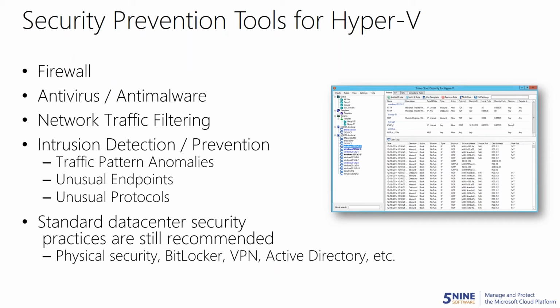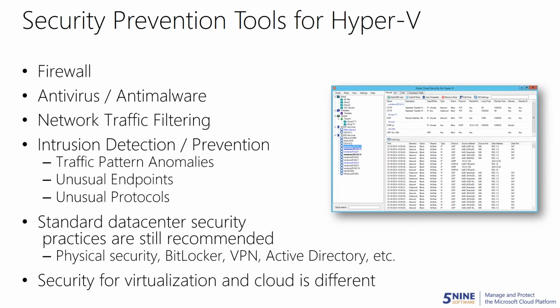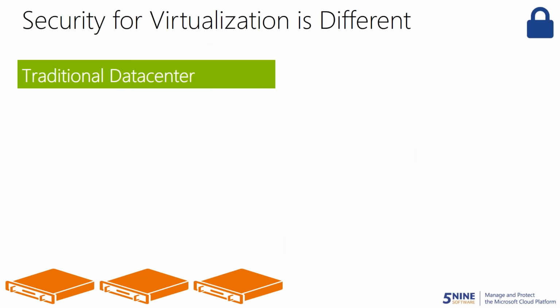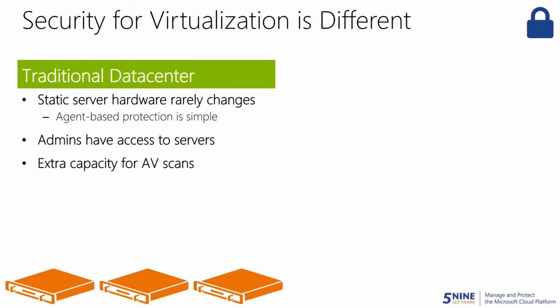Now, of course, what we're going to be covering in this session is only going to be focusing on the best practices for securing your virtualized infrastructure. It's important to keep in mind that traditional security best practices are still needed. You know, traditional security, BitLocker, virtual private networks, Active Directory, all of those other best practices that are built into the platform. And the key thing that we're going to talk about or remind you is that security for virtualization is different. So what do we mean by that?